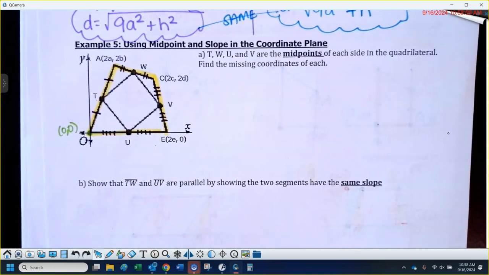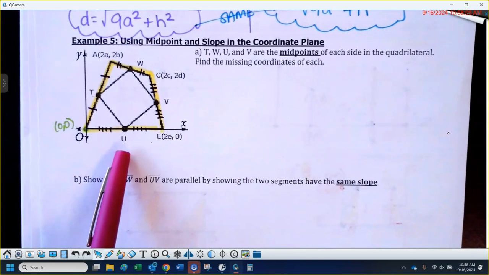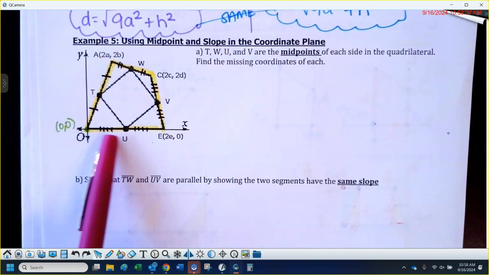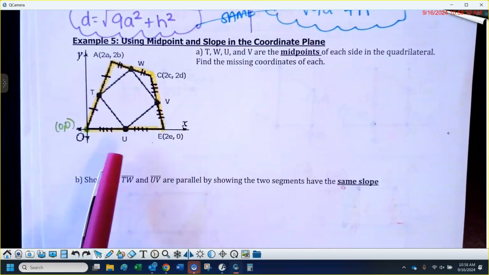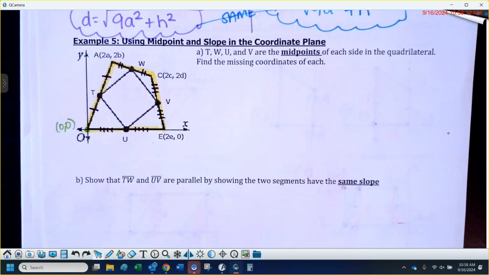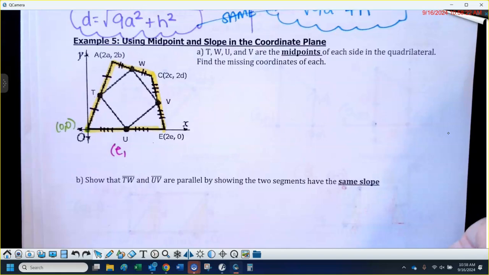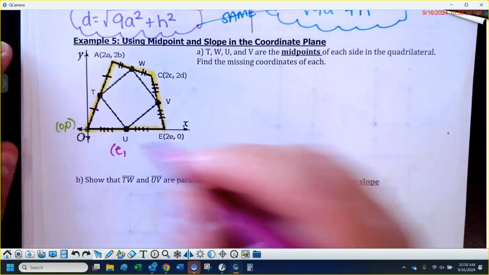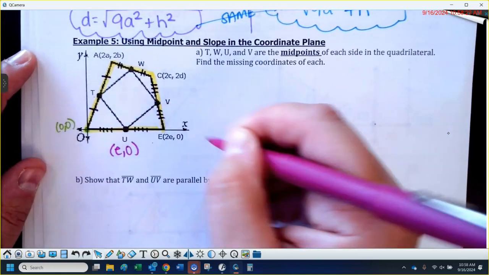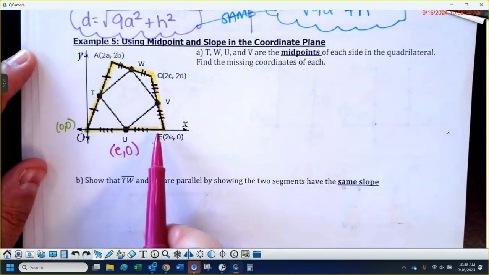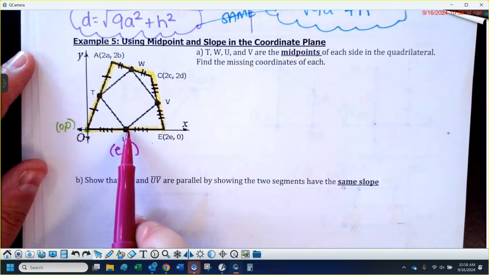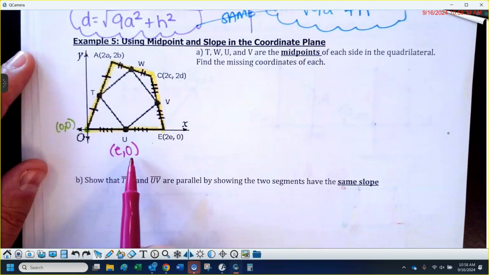Does anybody think they could tell me maybe the coordinates of point U? I think you guys might be able to do that without a midpoint formula. What would the coordinates of point U be? All the way across here is 2e comma 0. Does anybody know what U would be? If it's the midpoint, it's right in the middle of that segment. Exactly. Just 1e, and what would your y coordinate be? 0, yeah. Look, you're just going over, you're not going up or down. If this is 2e, this would just be halfway there, so it would just be 1e and then 0.